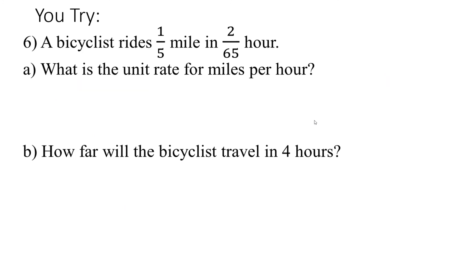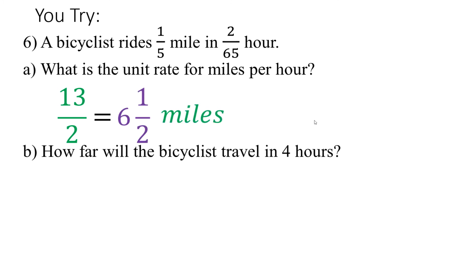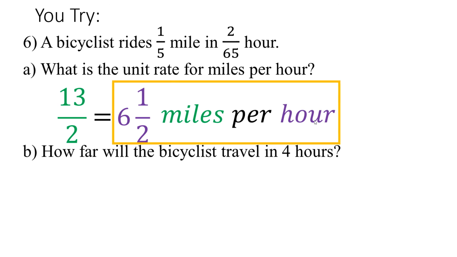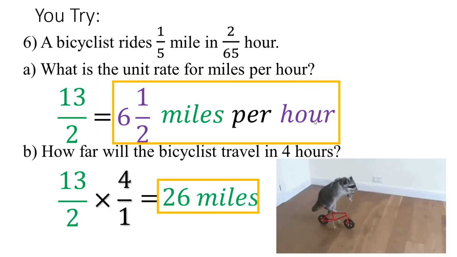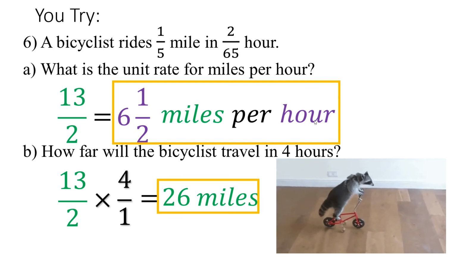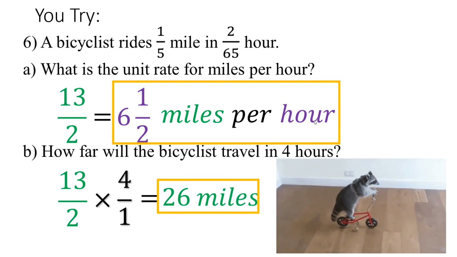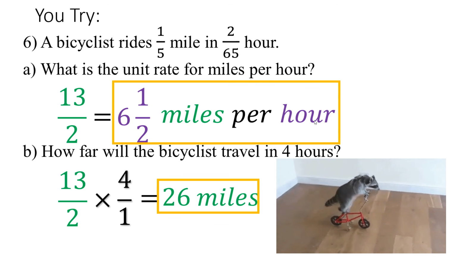A bicyclist rides 1/5 mile in 2/65 of an hour. What is the unit rate for miles per hour? So the answer to this one, if you do the math, is 6.5 miles per hour. How far would a bicyclist travel in 4 hours? Well, we multiply our 6.5, which is 13/2 as an improper fraction, times 4 hours, and we will get 26 miles. So that's how far the bicyclist can travel in 4 hours. And that is the end of the lesson.